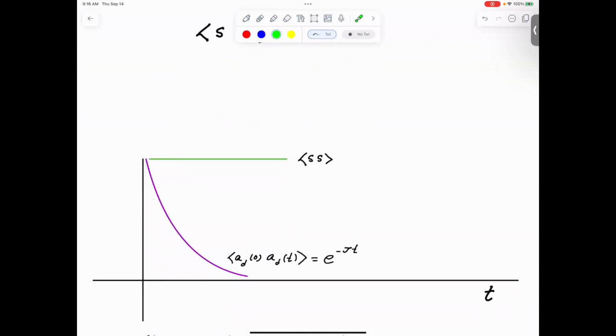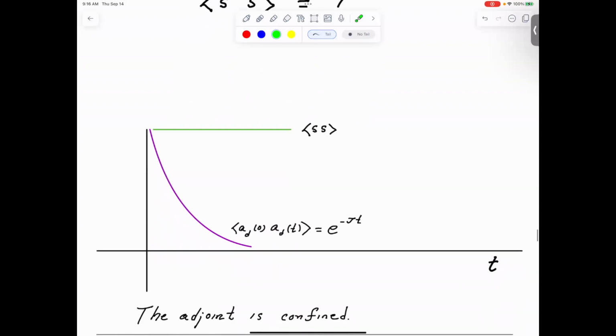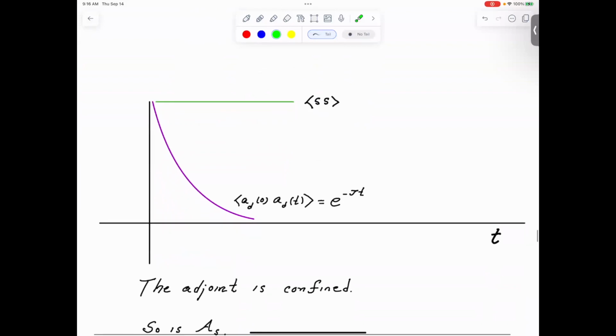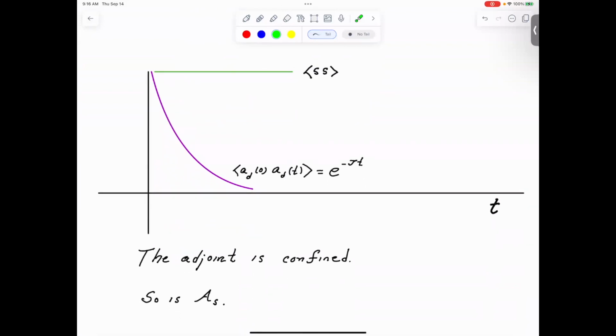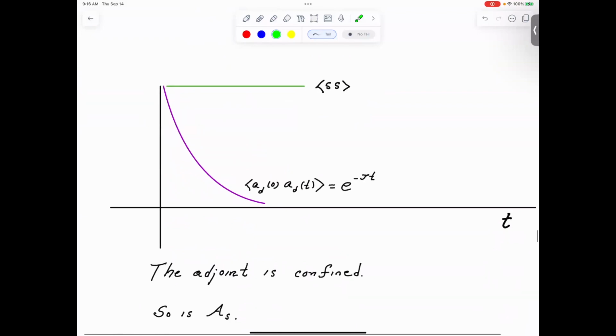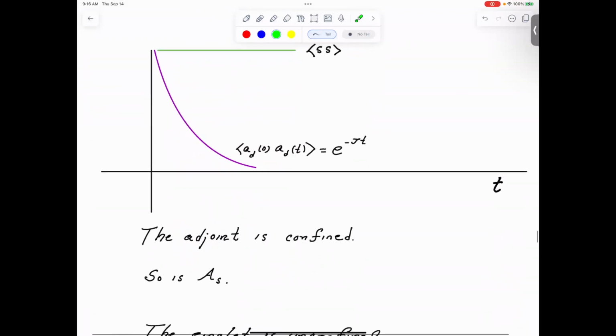Okay, so if we look at the correlation functions, the adjoint correlation function decays like e to the minus Jt, confined. The singlet, as Juan pointed out, well, as I pointed out, is simply flat, doesn't decay at all.